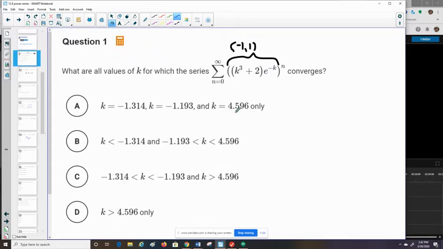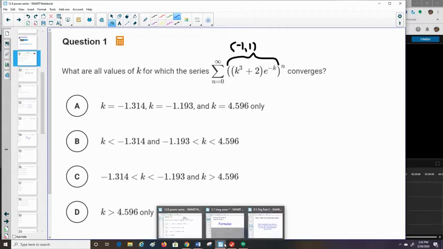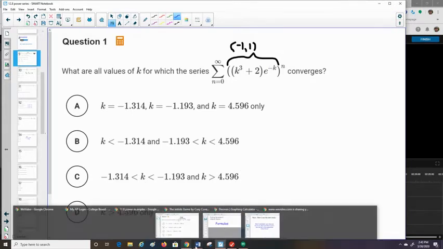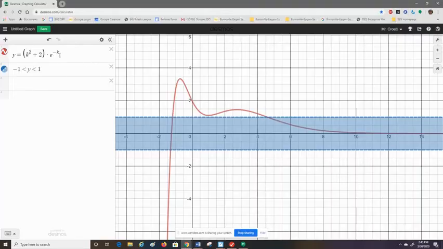So I just took this expression and plugged it into Desmos. You could use your graphing calculator for this also. But here it is, k cubed plus 2 times e to the negative k. And if that quantity is between -1 and 1, this will work. So I graphed between -1 and 1, and looks like we've got a very small range of values over here, hard for me to see exactly. We'll have to look at the multiple choice options.